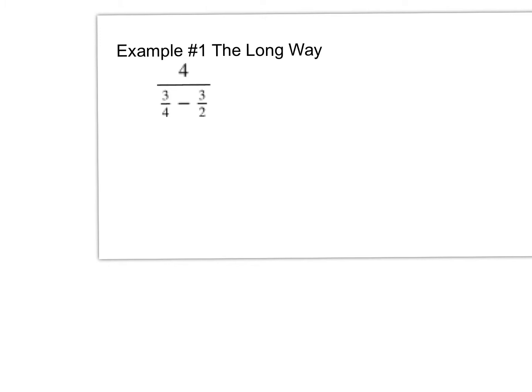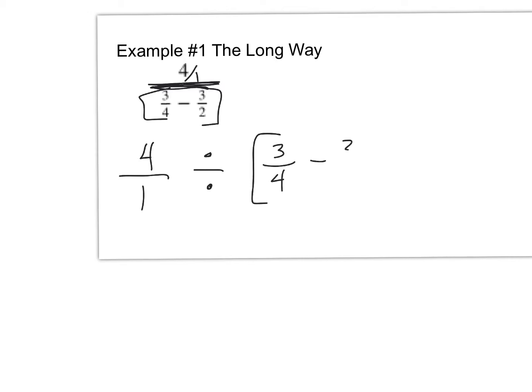Okay, but now what we're going to do in the long way is we're going to turn everything into a fraction. And I know what you're saying, well gee, there's fractions all over the place here, so what are we supposed to do? Well, I'm going to take this 4 and make it 4 over 1 and rewrite this as 4 over 1 divided by, because we have divided by, and then we have all this garbage right here. So we're going to have 3/4 minus 3/2.